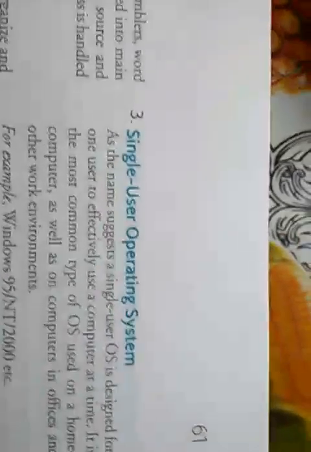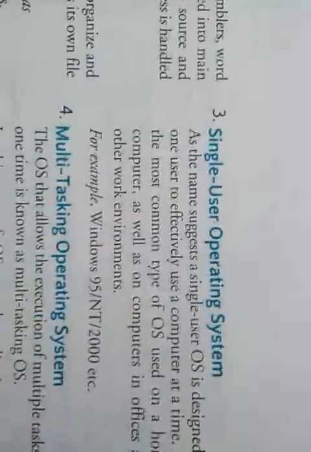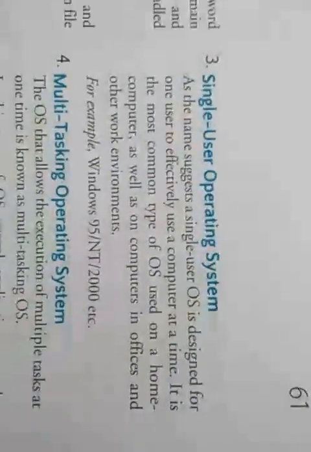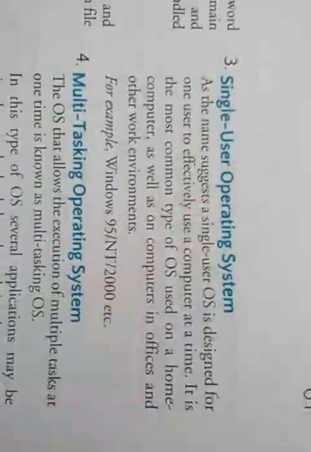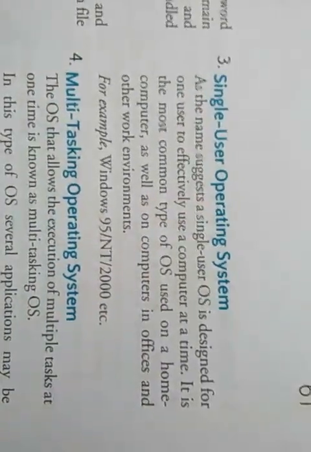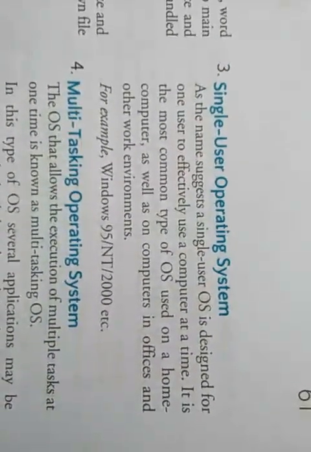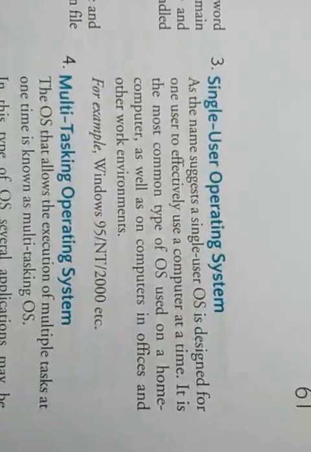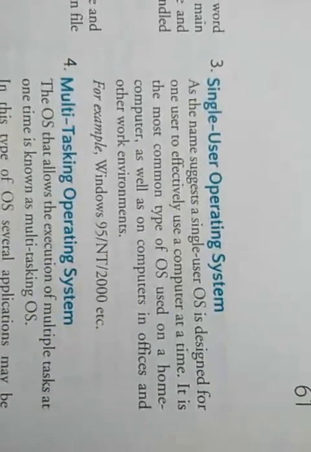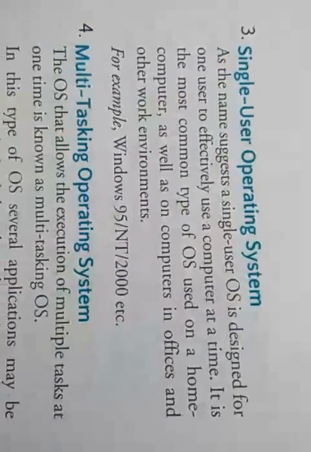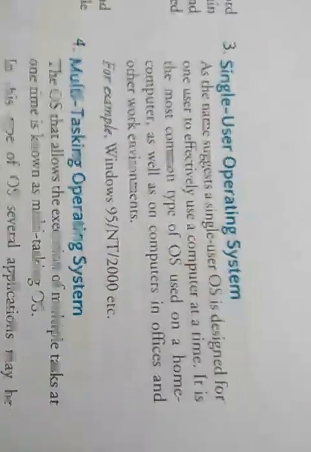So there are many types of operating systems. Number one, here we are seeing the single user operating system. What do you understand by the single user operating system? In this operating system, only one user can work at a time. Examples of this are Windows 95, NT or 2000. It means this operating system will not work as a NOS. NOS stands for network operating system.